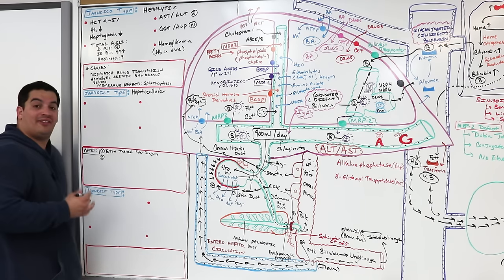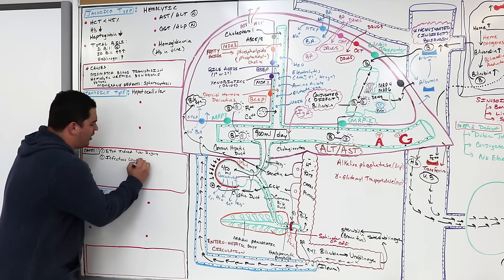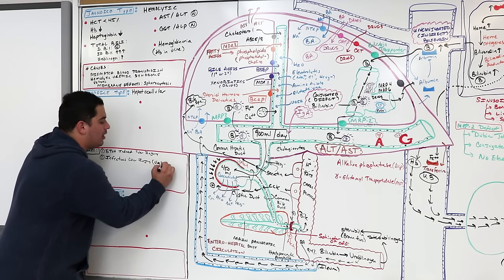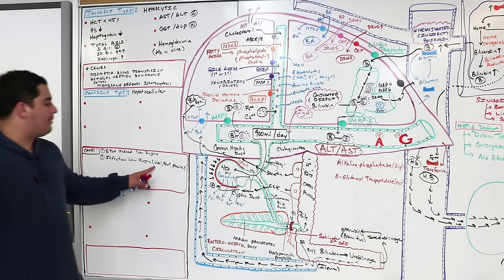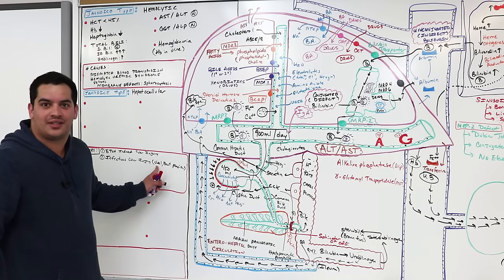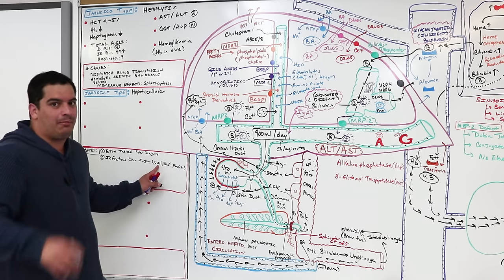Another thing could be infectious. So it could be some type of infectious liver injury. For example, what kind? Well, it could be viral, it could be bacterial, it could be parasitic. So for example, let's just name a couple. Obviously, you guys should all know the viral hepatitis viruses, A through E, but again, A, B, C, and D are usually the more common ones that can happen. A and B a little bit more too.